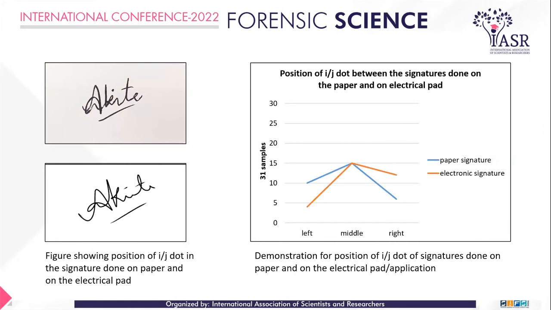This is an example for the signature done on the paper, the above one, and the signature done on the electrical pad, the below one, where we can see the I dot is positioned on the right on the paper side, and the I dot is positioned on the left when done on the electrical pad or application. And this is the demonstration of graphical data between the positions left, middle and right in paper signature and electrical pad signature.